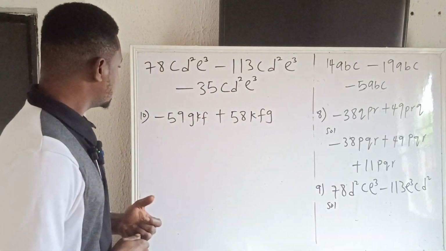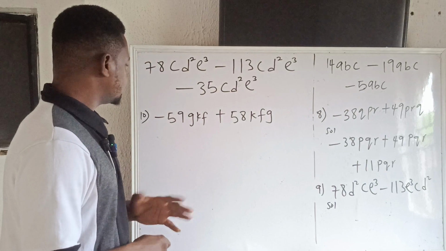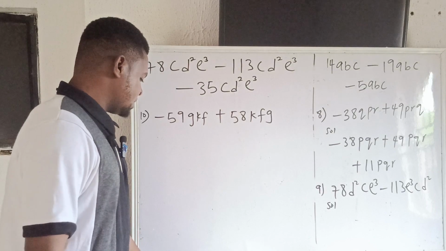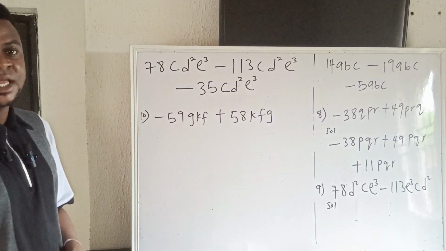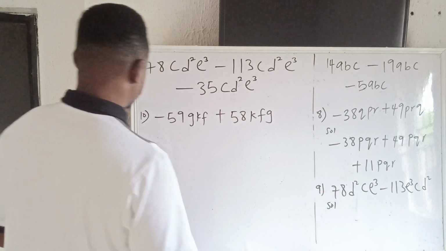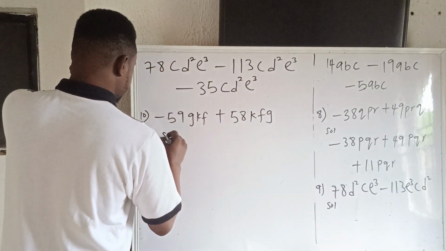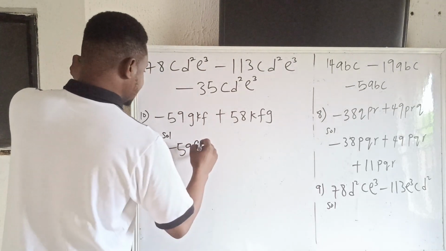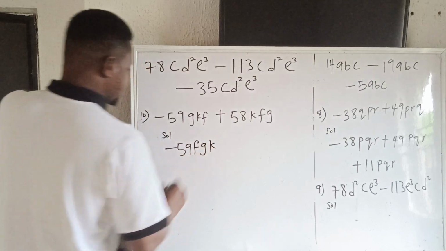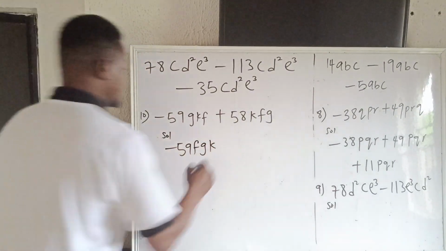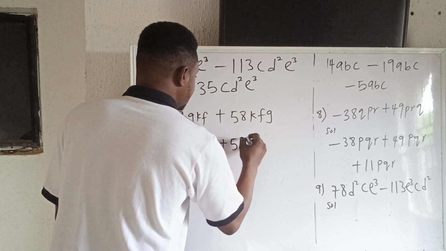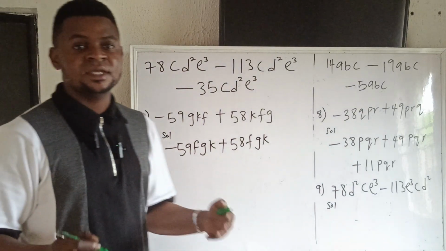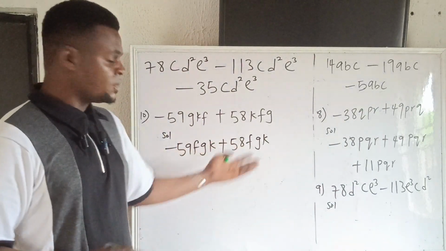Then the next thing is for me to see if the variables are arranged in alphabetical order. So looking at this, are they arranged in alphabetical order? Definitely they are not. So I need to do that first. So this becomes minus 59 F should come first, followed by G and then K. Are you getting it now? F should come first, followed by G, then K, then also plus 58 F, G, and what? K. So now I've arranged the variables in alphabetical order.